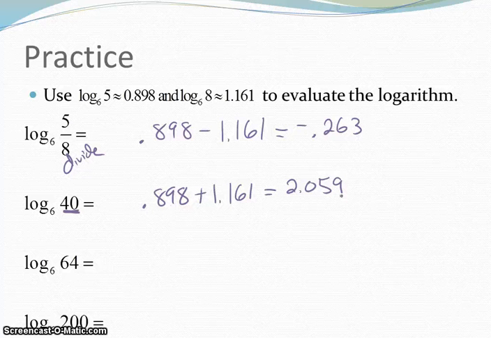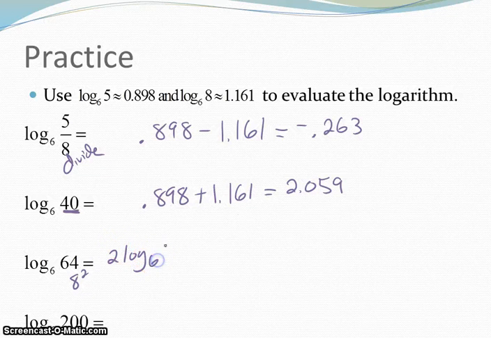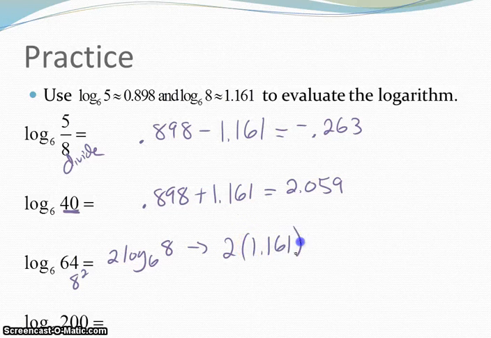Next one I'm looking, and I'm trying to think how I can get to 64 using 5 and 8. And though I'm not using a 5, I do know that 64 is 8 squared, so I could rewrite it as 2 log base 6 of 8, because remember the exponent drops down in front. So 2 times my log base 6 of 8 gets me 2.322.